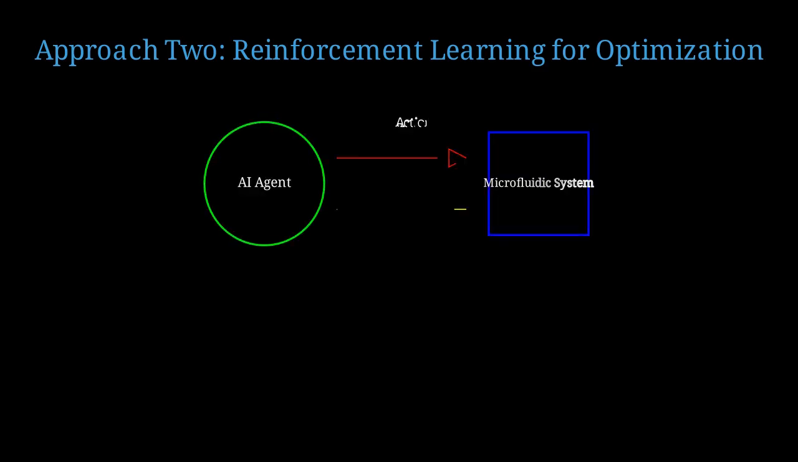The second approach is reinforcement learning. This is where the AI actively experiments and learns from the consequences of its actions, much like a scientist iteratively refining an experiment. In reinforcement learning, the AI agent takes an action, such as setting a flow rate. It observes the reward, which might be the reaction yield. The agent learns which actions lead to higher rewards and adjusts its strategy accordingly. Unlike supervised learning, where we need pre-existing data, reinforcement learning learns through trial and error. The AI explores the parameter space, receives feedback, and gradually homes in on optimal conditions.